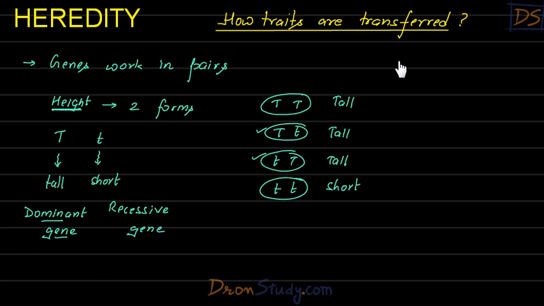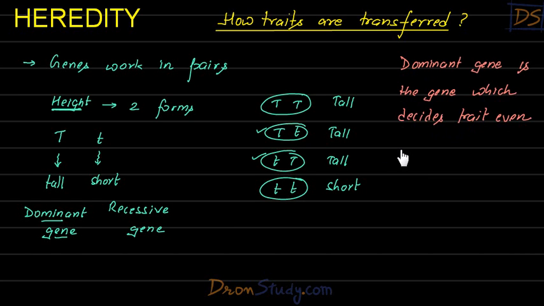See, dominant gene is the gene which decides the trait even in the presence of another gene. Right, students? You understand? So dominant gene is a gene which decides the trait even in the presence of another gene, as was happening here and here, that this dominant gene was deciding the trait, the property of the organism, even in the presence of this other gene.